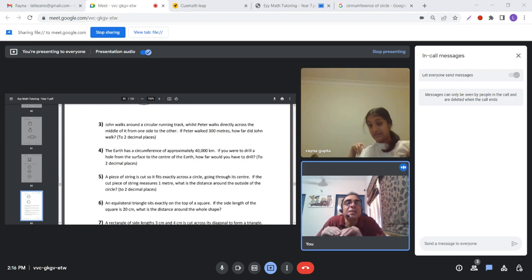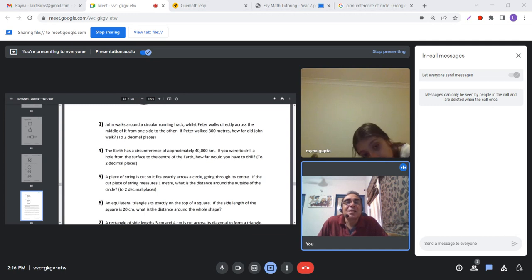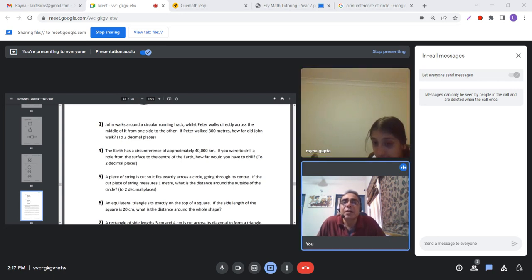What is it? Is it the radius or is it the diameter? The diameter. Yes, it's a diameter. So how much is its circumference? Pi d, that is 3.14 times 1. We are taking 1 meter as a diameter. 3.14 multiplied by 1 is how much? 3.14 is going to be its circumference.